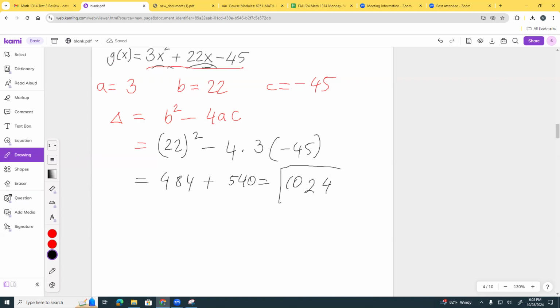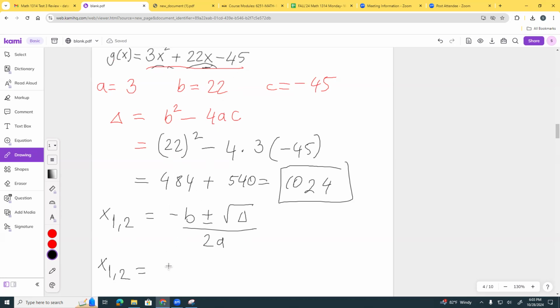I like this number because it's a famous number in math, okay? So we got the delta. Now, first, we have two solutions, which we are going to use negative b plus and minus square root of delta all over 2a. We're going to use this formula to find the zeros. So I'm going to have 2 zeros.